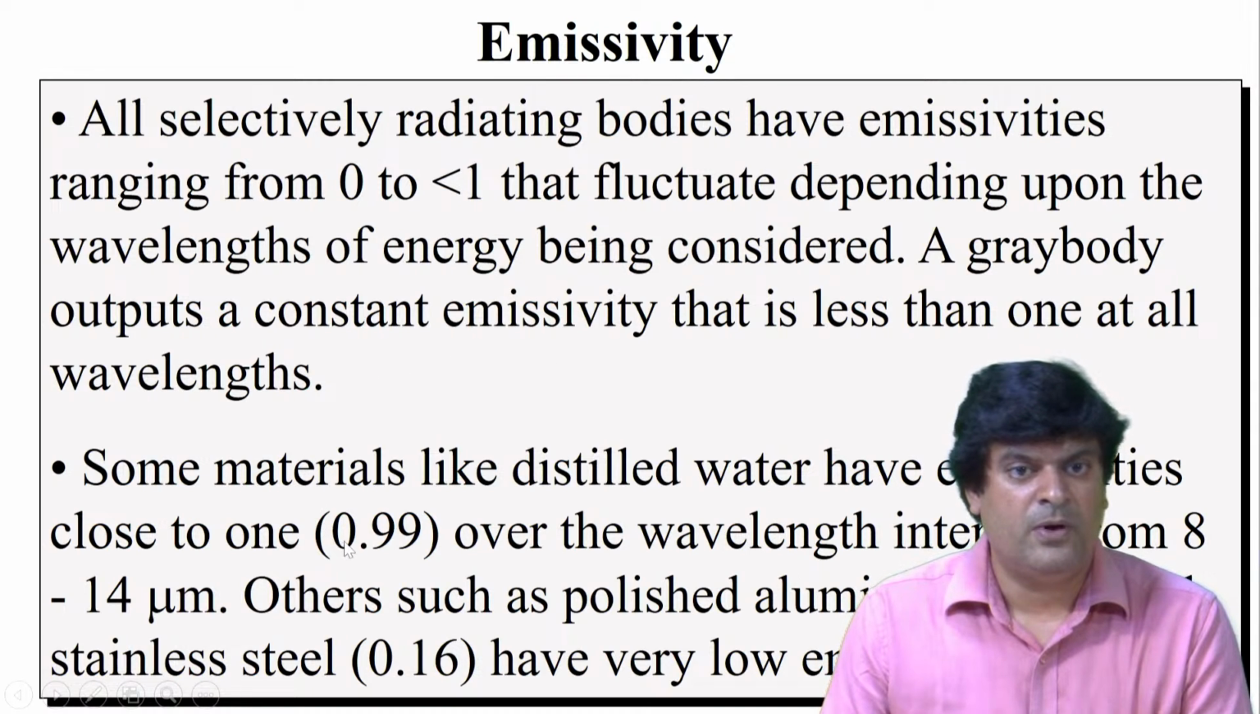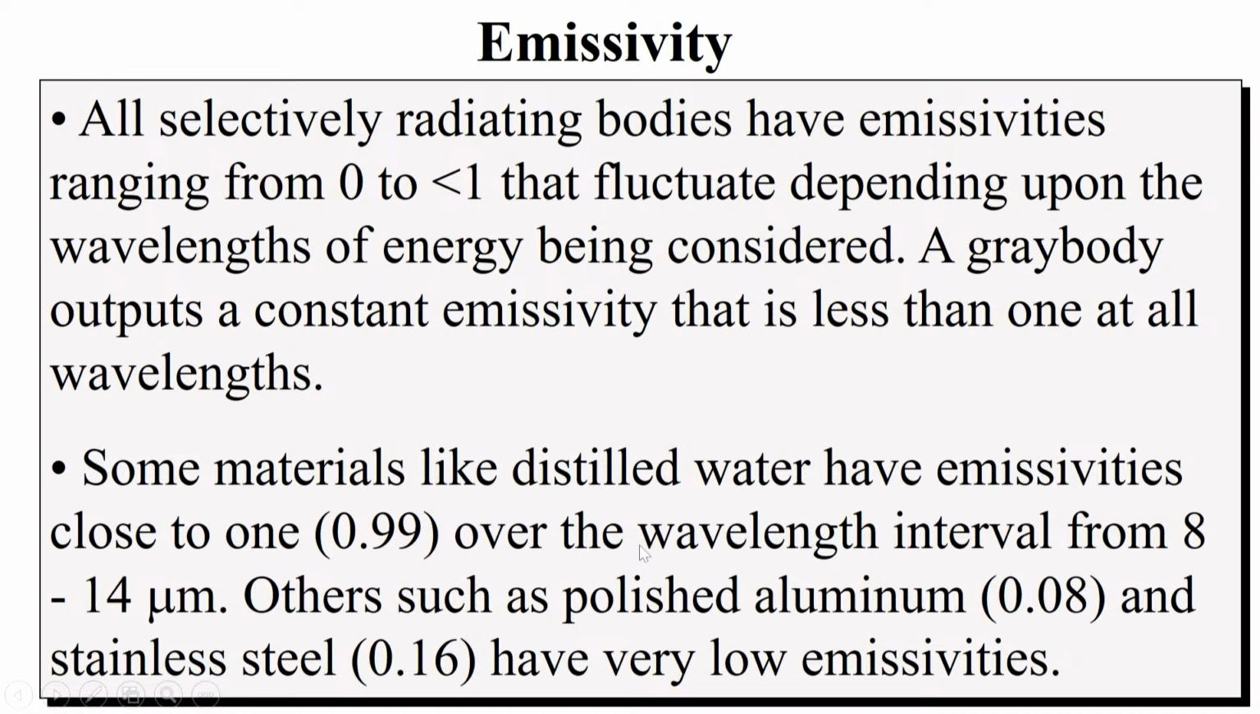Okay. Now, some materials like distilled water have emissivities close to 1, like 0.99, over the wavelength interval from 8 to 14 micrometers. A polished metallic object like polished aluminum has an emissivity of 0.08 or sometimes less, and stainless steel has 0.16. So all the metallic objects have very low emissivity, and water and black carbon particles have very, very high emissivity.